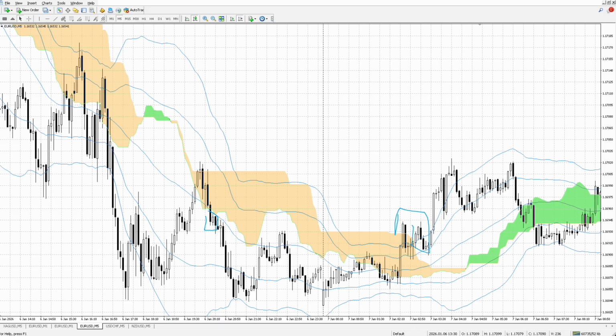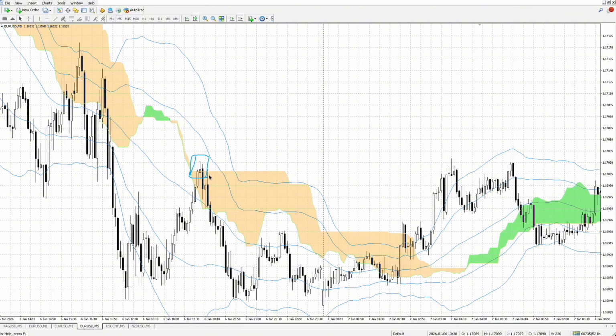Sometimes you will get mixed signals. That means that price might be inside the cloud. In that case, I will wait for a confirmation from the price. And yeah, this is a good example of that situation. Price tried to move higher, went above the cloud. We wait for a short opportunity.